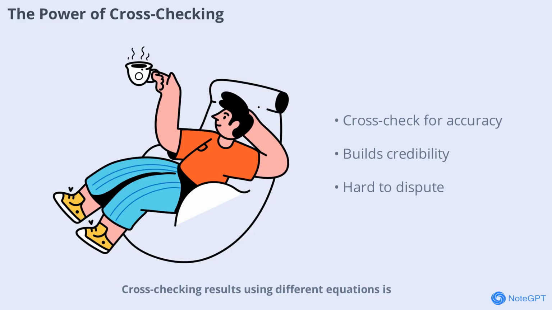Cross-checking results using different equations is a hallmark of forensic projectile analysis. This process not only ensures accuracy, but also builds credibility in the eyes of the court. When multiple methods yield the same answer, it's hard to dispute the findings.